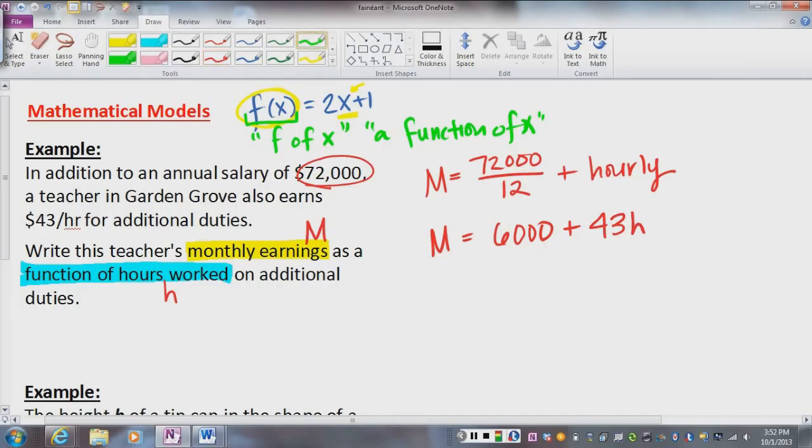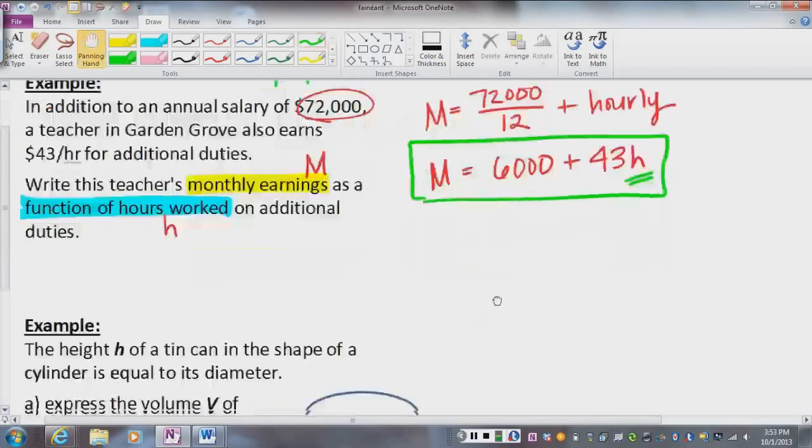Now that I have this function written, we could use this to determine how much the person will bring home per month based on the number of extra hours they've worked. Go ahead and look at another one.